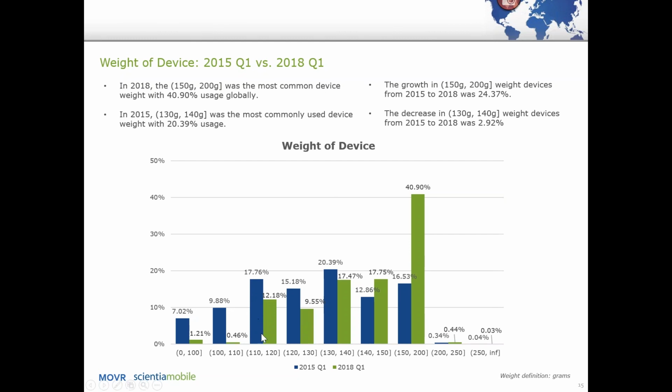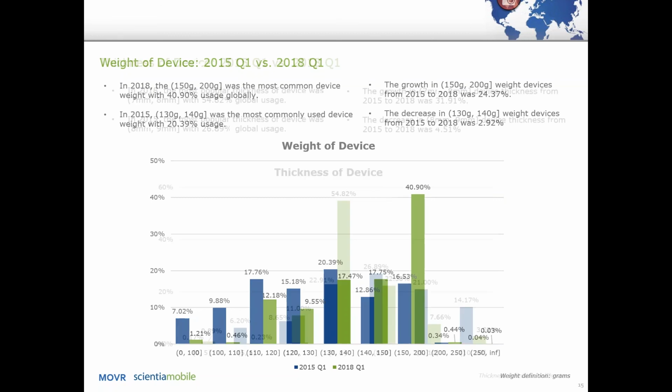So you can see that the green being 2018, in general, we've shifted to the right, that phones in general are a little heavier. Between the 150 and 200 is kind of the most popular size. And we've kind of moved away from these smaller, lighter weight ones. This is reflective of the general growth in size of a device in terms of screen size. We've documented before that screen size is getting bigger, and to be expected, the weight of the device is also moving up.